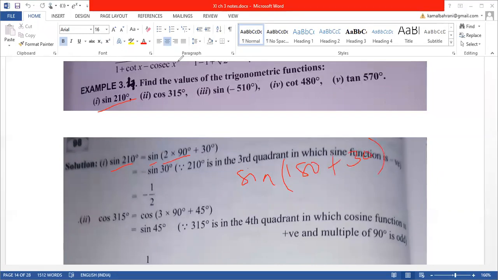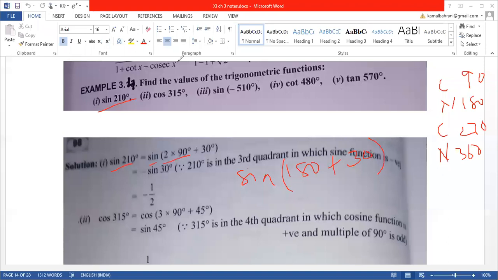Sine 180 plus theta is what? If you remember, I told you: 90 minus, 90 plus, change. 180 minus, 180 plus, no change. Then 270 minus, 270 plus, change. Then 360 minus, 360 plus, no change. So we will have no change and change.